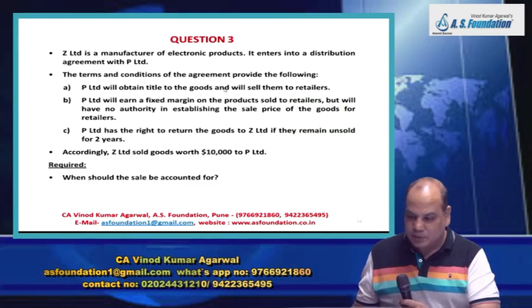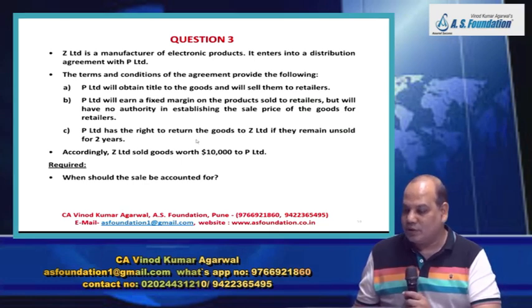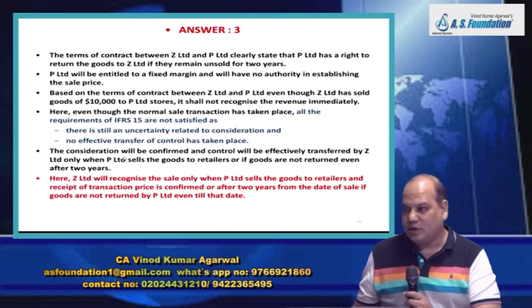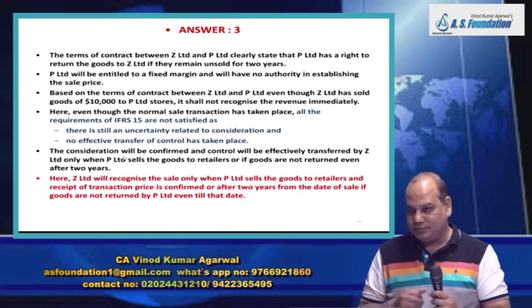That we'll discuss in a separate paragraph also. But for the time being, you see, although in form it appears P Limited will obtain the title, you are not a principal. You cannot decide the selling price. Selling price is determined by Z. And there is no inventory risk also. Agent does not have inventory risk. If after 2 years goods are not sold, it can be returned back to the company Z Limited. So how should revenue be recognized in such kind of contractual arrangement?